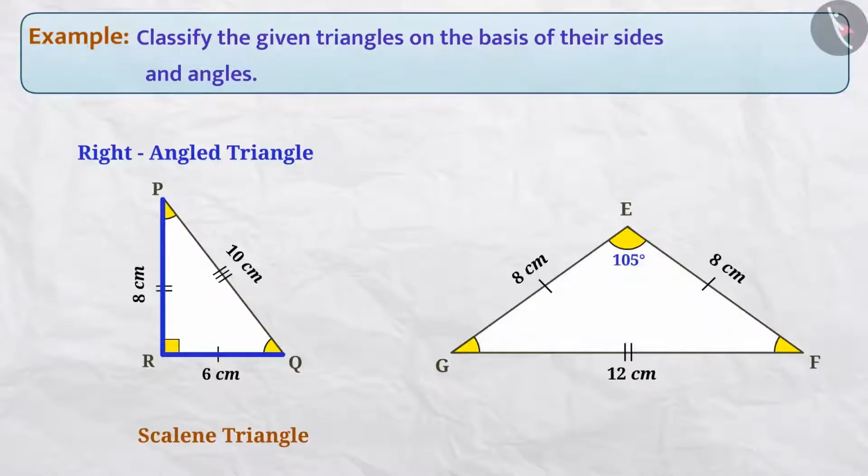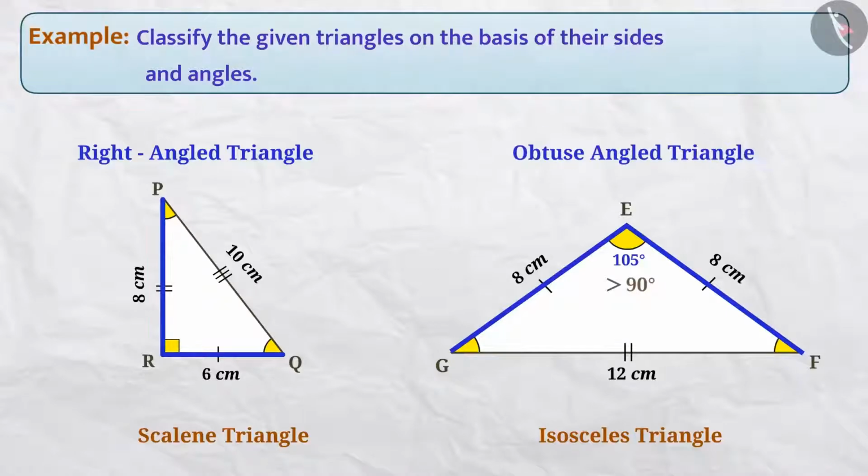Seeing the figure of triangle EFG, we find that two sides of this triangle are equal. So it is an isosceles triangle. Since one of its angles, angle GEF, is greater than 90 degrees, it is an obtuse angle, therefore it is an obtuse angled triangle.